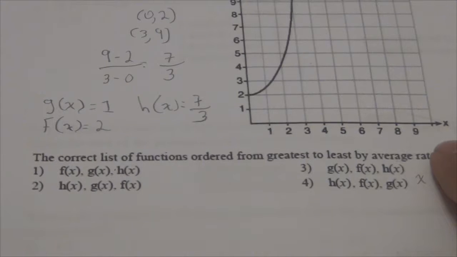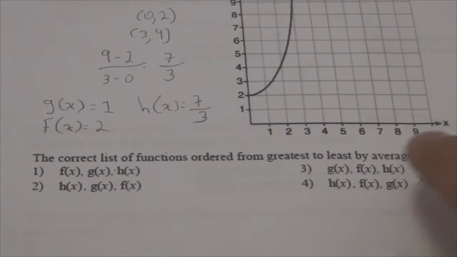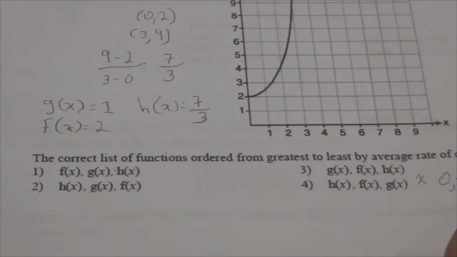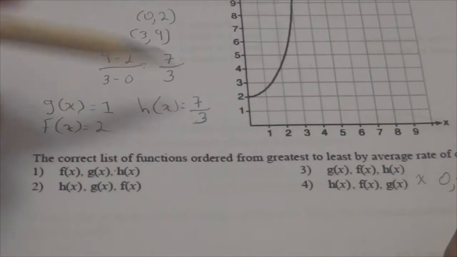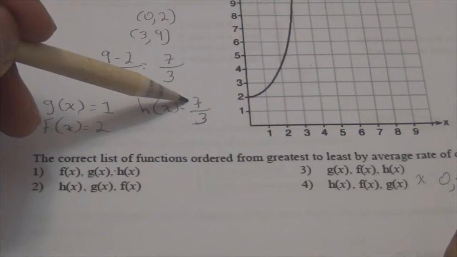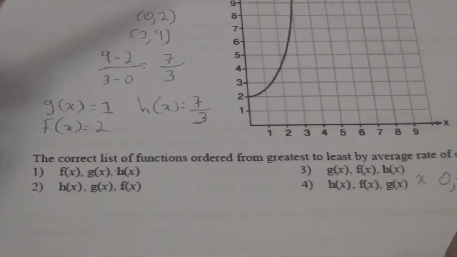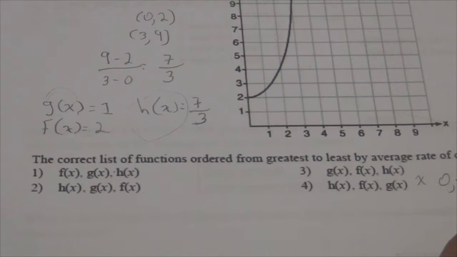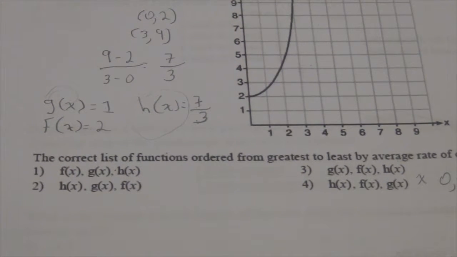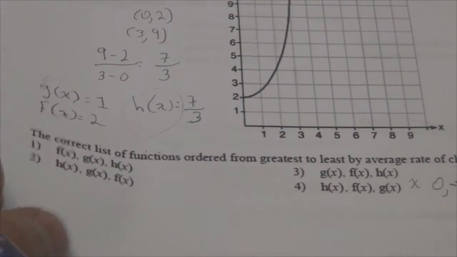So which one is the greatest to least, correct? Let's see which one is the greatest. 7 over 3 is greater than 2 because 6 divided by 3 is 2. So 7 over 3 is greater than 2. Then 2 is greater than 1. So we go from h of x, then f of x, and then g of x. Got it? All right then, so select the correct choice. Let's move on to the next question.